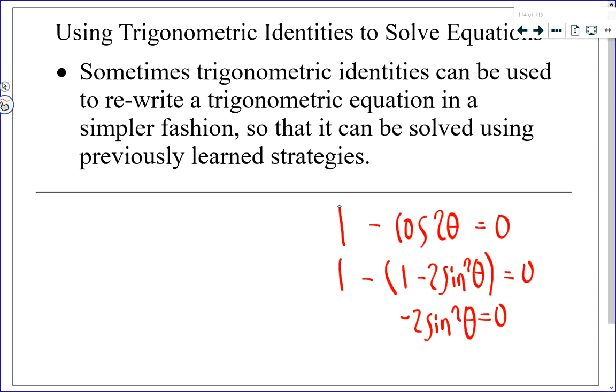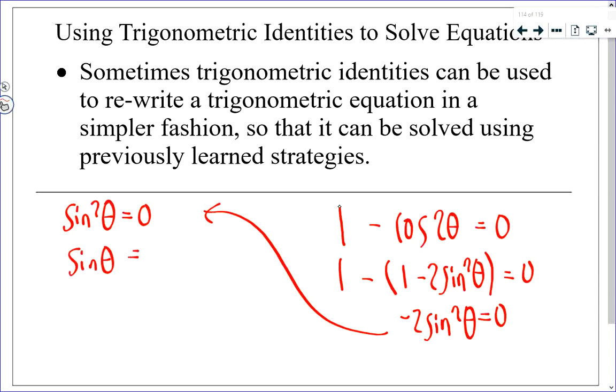You can divide both sides by 2. I'm working right to left here. Actually, divide both sides by negative 2. Take the square root. Since we're taking the square root of 0, we don't need to worry about plus or minus. Now you're down to sine of theta equals 0.